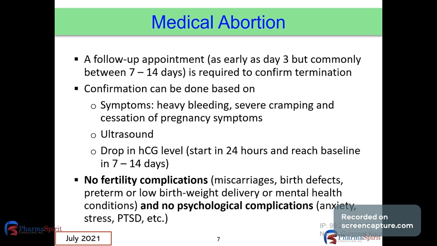So when the female goes to the physician, for example, 7 days after taking the pills, the physician will use these measures to confirm. Make sure that the female had heavy bleeding and severe cramping, which means that there was induced labor kind of thing. Also, they can use ultrasound and they can check for the human chorionic gonadotropin level. It should be lower than the pregnancy level.